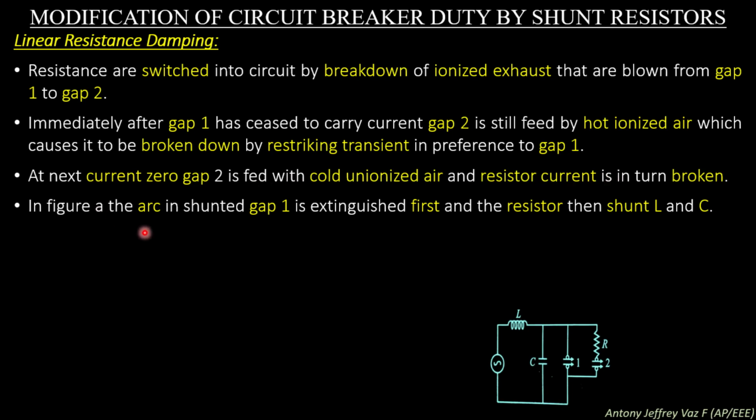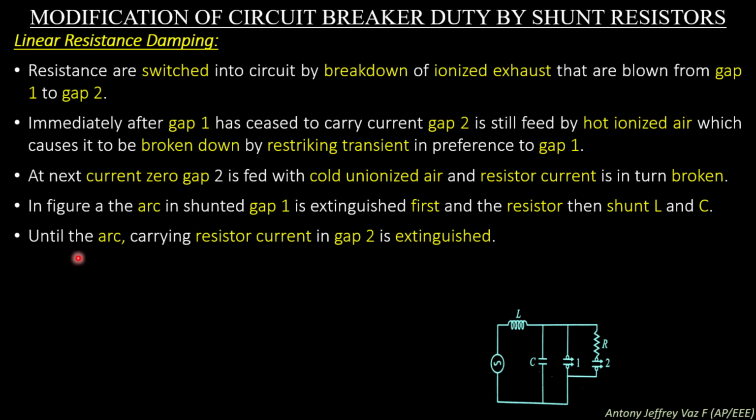In the figure, the arc is shunted, gap 1 is extinguished first, and the resistor then shunts L and C. On seeing this figure, you can see the gap 1 current, that is the arc current, is extinguished first. The current through gap 2 is still present, whereas gap 1 has extinguished the arc. This causes the inductance and capacitance to be shunted through the resistance R until the arc-carrying resistor current in gap 2 is extinguished. This shunting of inductance and capacitance through the resistance across gap 2 will occur until gap 2 is ionized, that is, while gap 2 is conducting the arc.